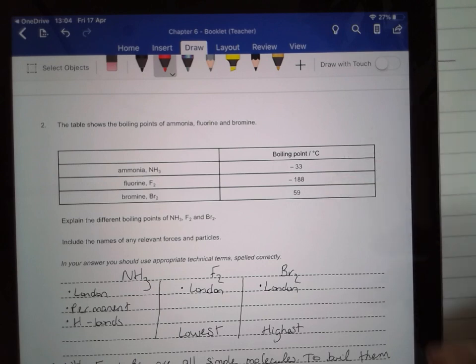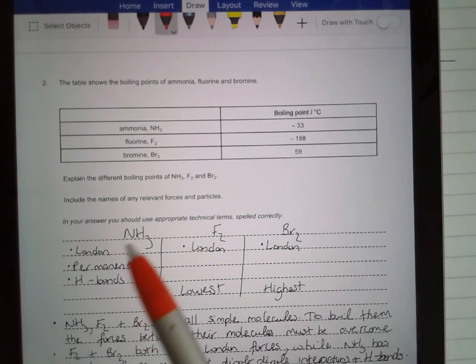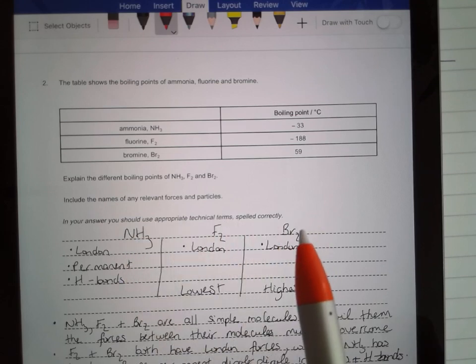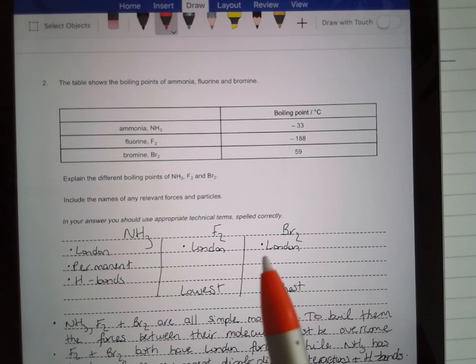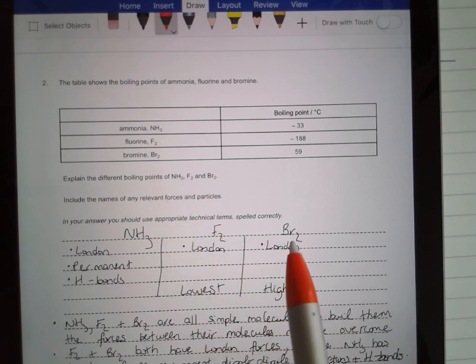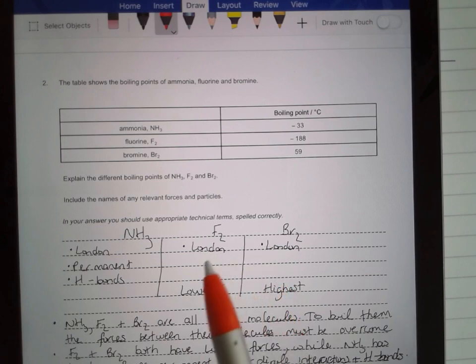lowest boiling point. And the first thing I did for myself before I started writing an answer was just to jot down a few things in the table. So these are all molecules, so they are all held together by intermolecular forces. Fluorine and bromine only have London forces between them, or induced dipole-dipole. Okay, they're not polar molecules, they don't have permanent dipoles, they don't have hydrogens, they don't have hydrogen bonds.